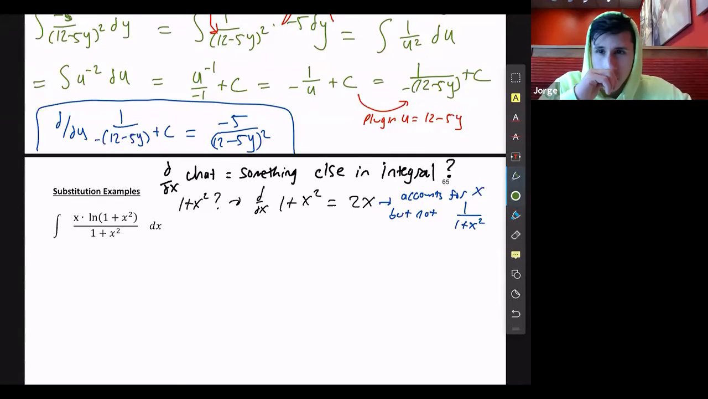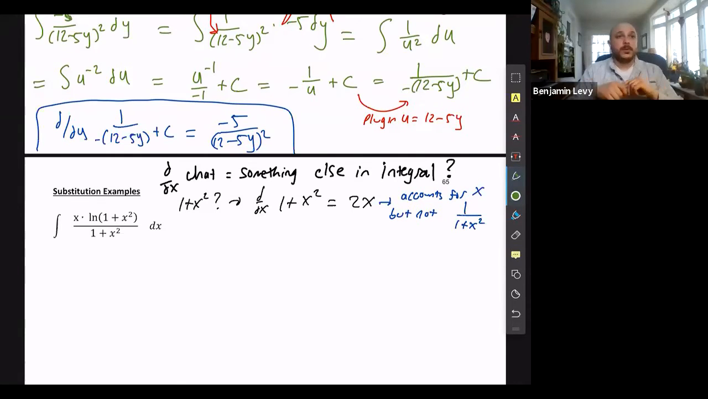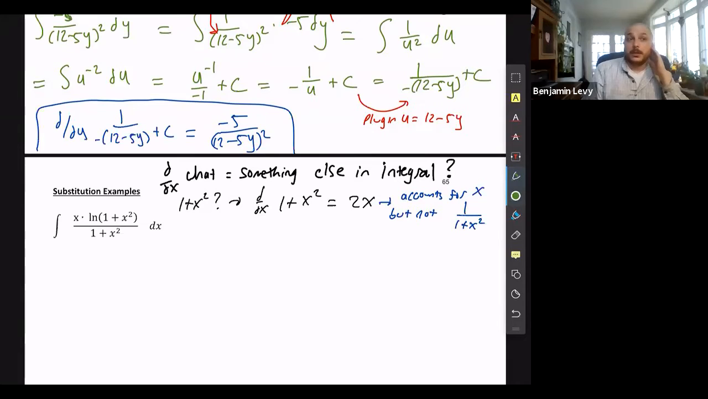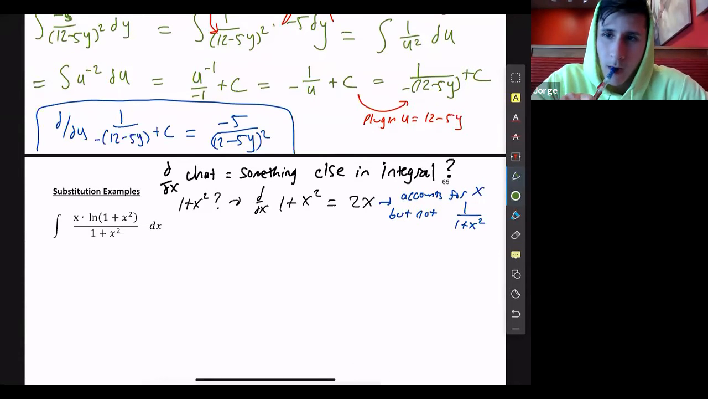ln of x. Yeah, the ln part. What happens when you take the derivative of ln? Remember that? 1 over x. If it turns into a fraction, awesome. And so that's how we're going to end up accounting for the things we're looking to account for. So let me just write that down.